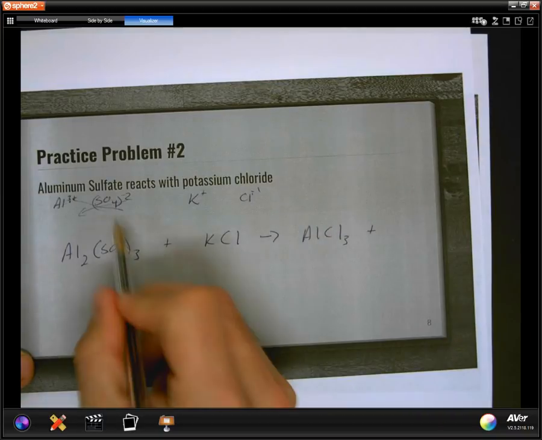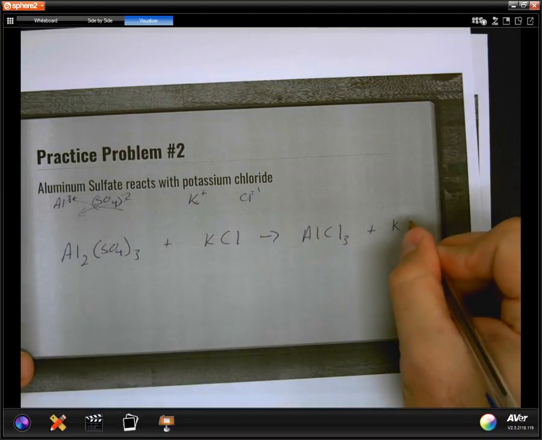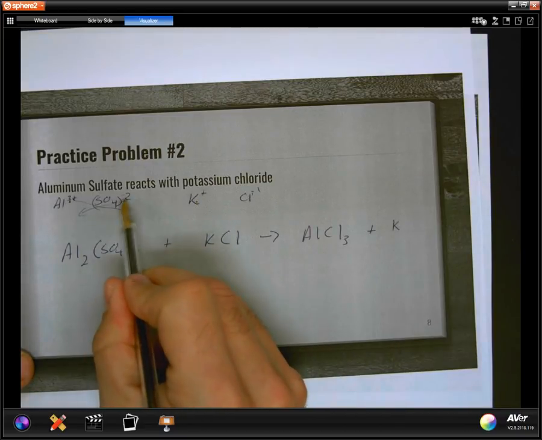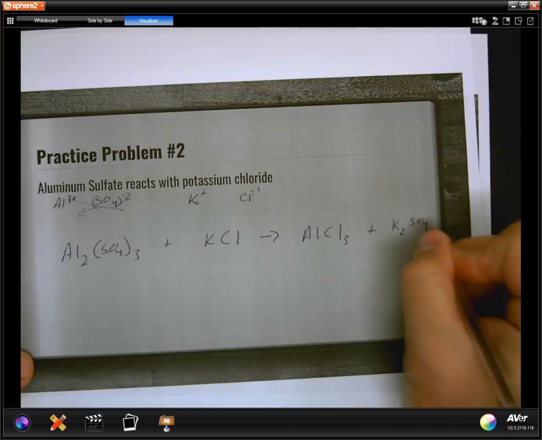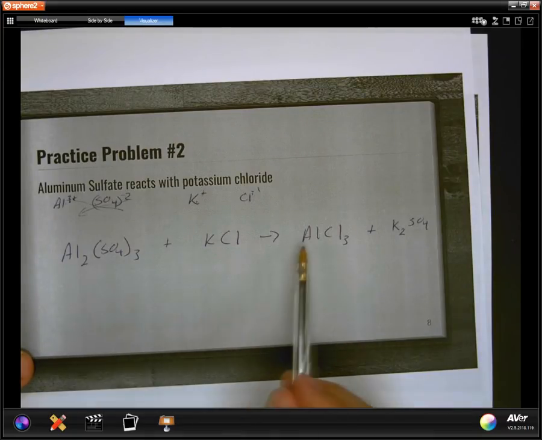And then we're going to see potassium be attracted to sulfate. And again, I need to pay attention to these numbers. That 2 tells me I'm going to need 2 potassiums to react with the sulfate. Now from here, now that we have every chemical formula written correctly, we have 2 jobs to do.